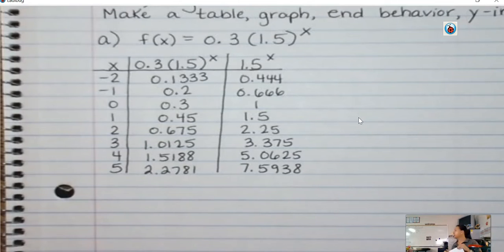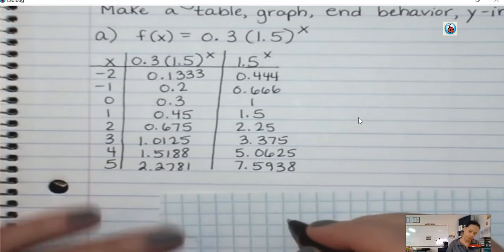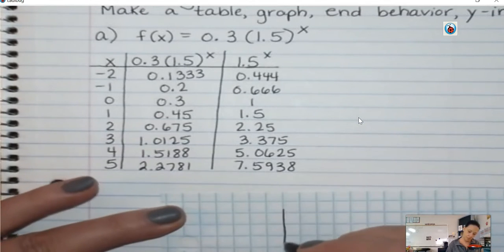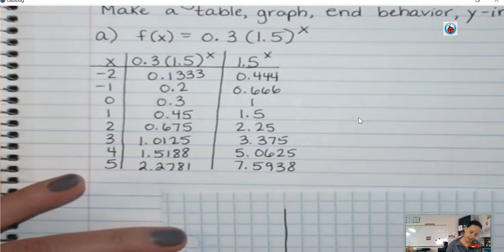If you want, do them in two different colors. Sometimes it helps to graph them in two different colors since you're graphing them on the same graph. Make sure on your y-axis you have enough space to hit +8.